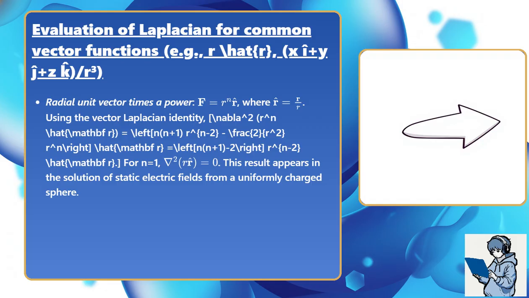∇² of r^n r-hat equals n(n+1) r^n / r² times r-hat, which is n(n+1) − 2 times r^(n−2) r-hat. For n equals 1, ∇² of r r-hat equals 0. This result appears in the solution of static electric fields from a uniformly charged sphere.